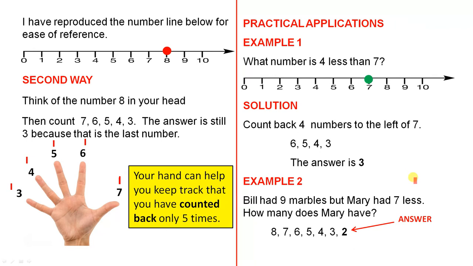Bill had 9 marbles, but Mary had 7 less. How many does Mary have? Okay, here are Bill's 9 marbles. Let's put 9 down so we can remember that was the amount. And we're going to count back from 9 7 places because Mary had 7 less. 1, 2, 3, 4, 5, 6, 7. So Mary has 2. It's very straightforward, isn't it?